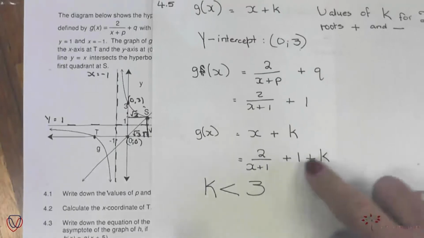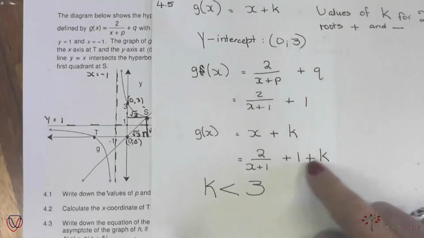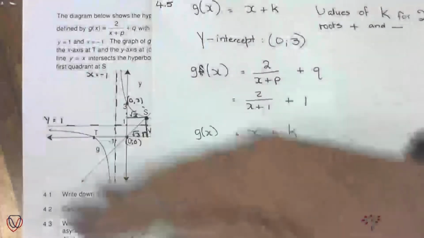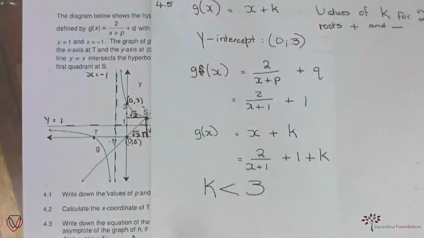Because if K is 3, it's 4 there. Wrong. If K is 2, you've got 3. Fine. If K is 1, you've got 2. So you cannot move beyond that 3. So K is smaller than 3. 1 mark only.